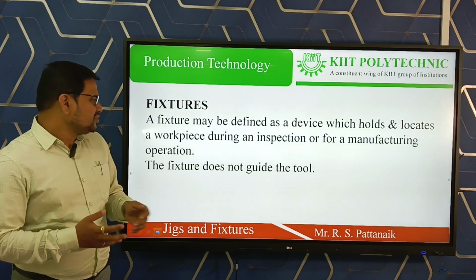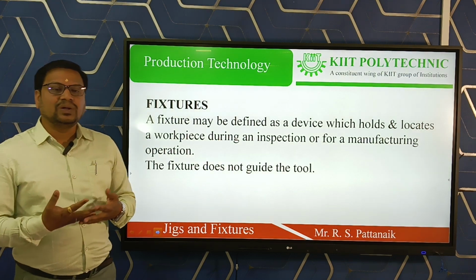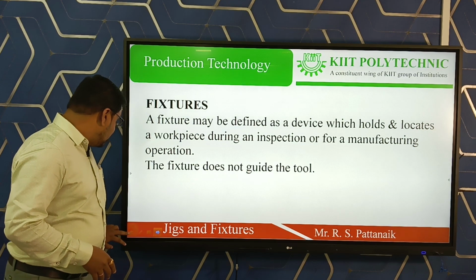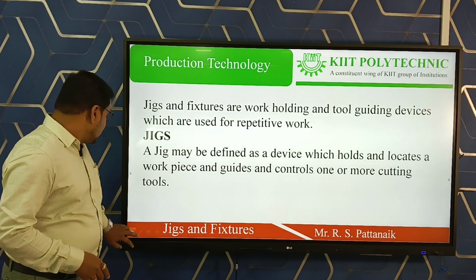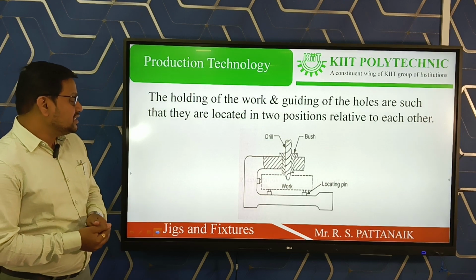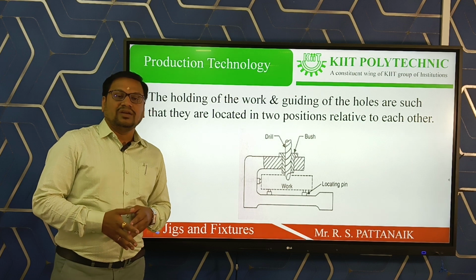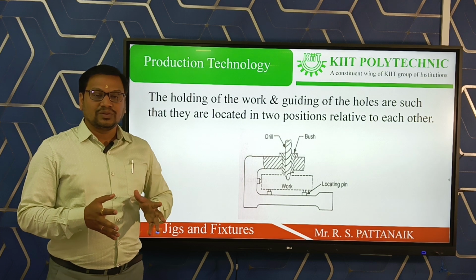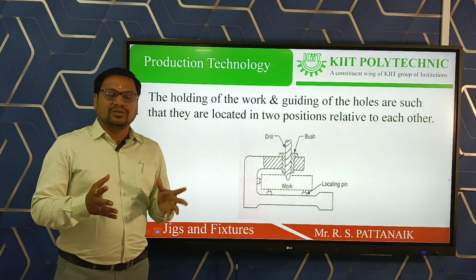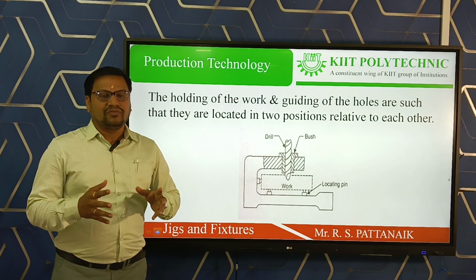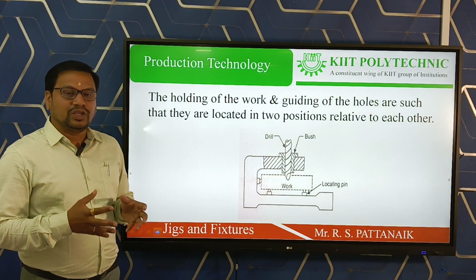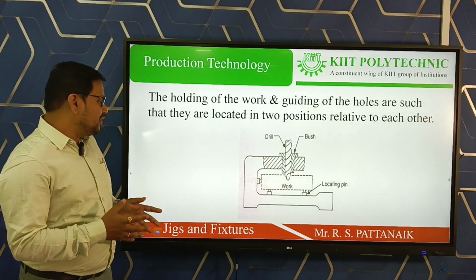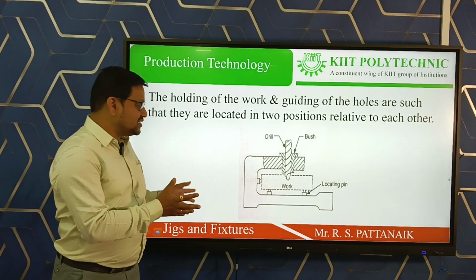Now we will discuss the elements of jigs and fixtures. In this figure we can see there are five elements of jigs and fixtures. The first one is the base, which is a box, plate or frame-like structure basically used for supporting the workpiece. In a jig and fixture the workpiece is supported by this base.